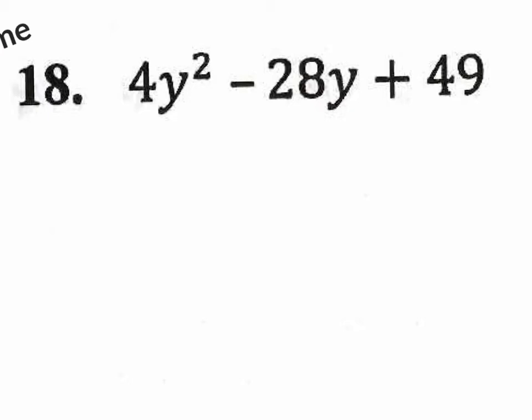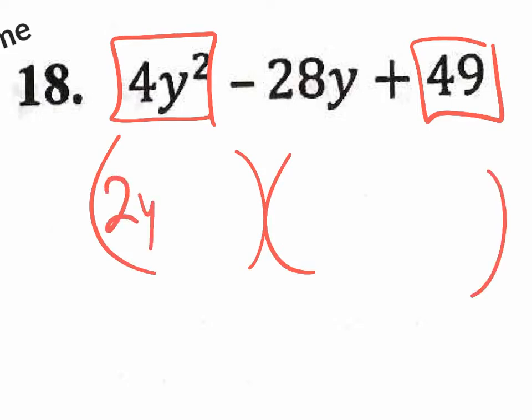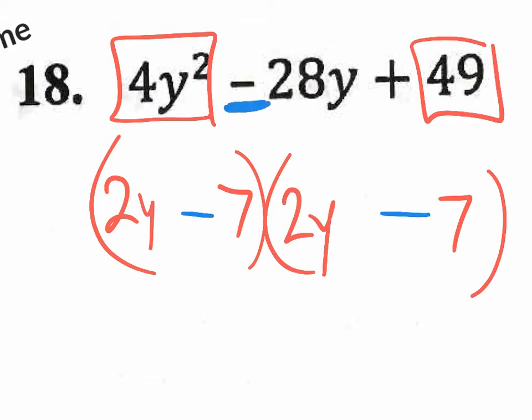Number 18, once again, we have a perfect square term, a perfect square term. Let's square root those and get the answer. What's the square root of 4y squared? 2y. What's the square root of 49? 7. Now, if the middle term is negative, what kind of signs do we have right there? Both negative. If this middle term would have been positive, that means everything would have been positive, that means I'd have 2 positives. But it's negative.